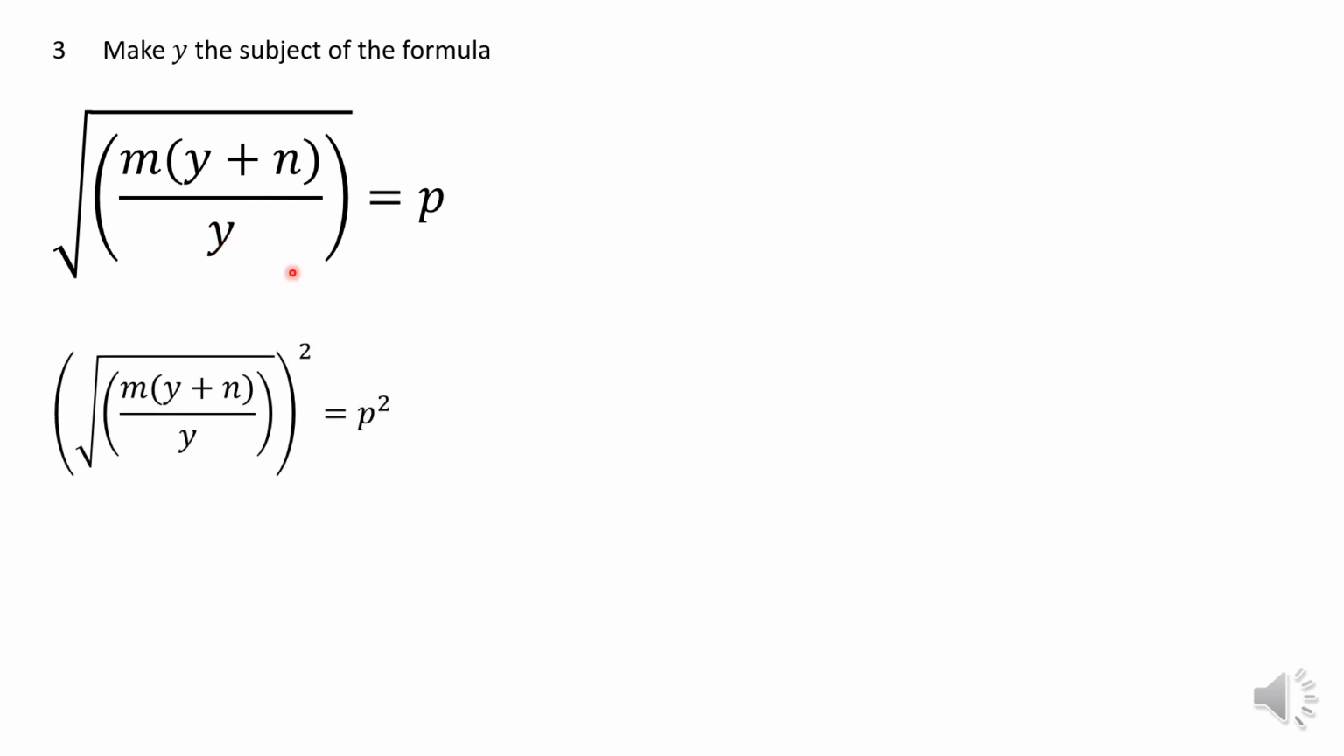Question 3 deals with making something the subject of a formula. Here you're supposed to make y the subject of a formula. This question is quite intense. All right, you have got y, you have got a square root. So the first thing I do is get rid of that square root. To get rid of that square root, the opposite of the root is square. What you do on one side of an equation, you also do on the other side.